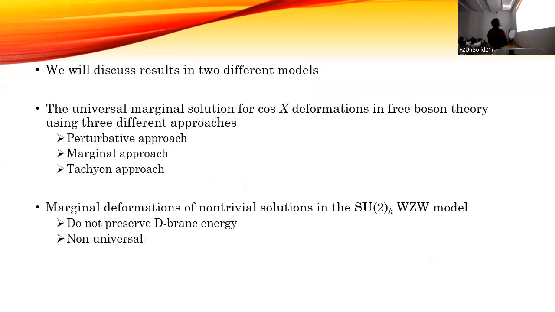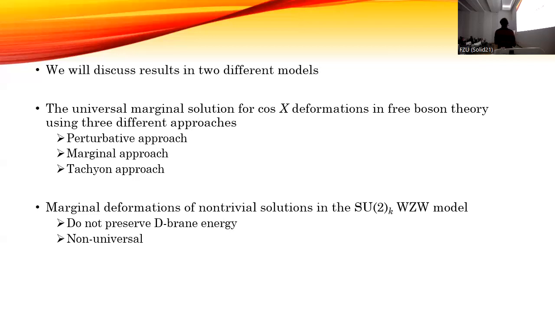In this talk, I will present two different kinds of results. The first will be, as I said, the universal solution, which describes marginal deformations of the perturbative vacuum, and I will be doing it for the cosine X deformation in free boson theory. I will discuss this solution in three different approaches. The first is the perturbative approach, when we expand the solution in lambda_s for a small value of the marginal parameter. The second is the marginal approach, which is the original approach by Sen and Zwiebach. The third will be the tachyon approach, when we parameterize the solution by the tachyon coefficient instead of the marginal field.